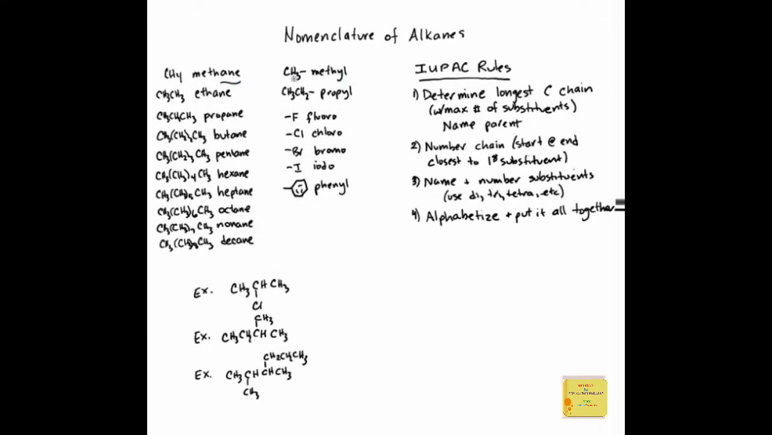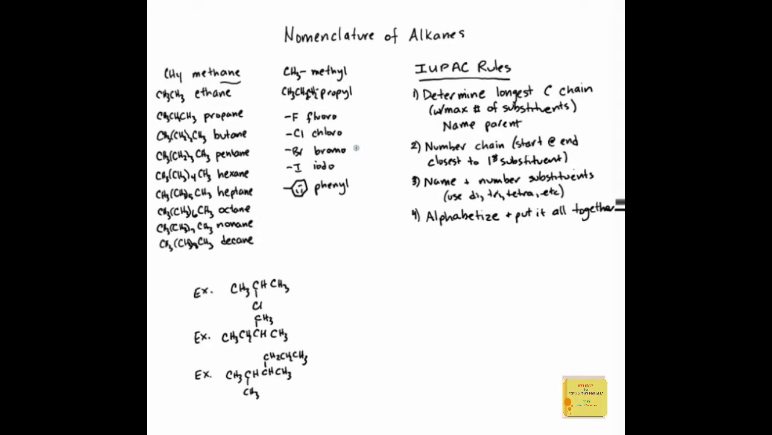So a 1 carbon group is called a methyl group. 3 carbons is called a propyl group. 2 carbons is called an ethyl, and we could have hexyl and octyl and so on.